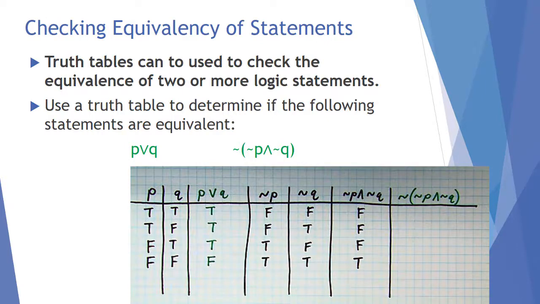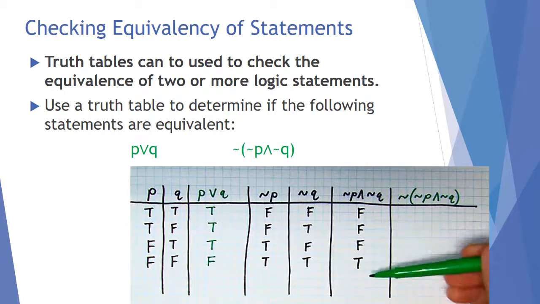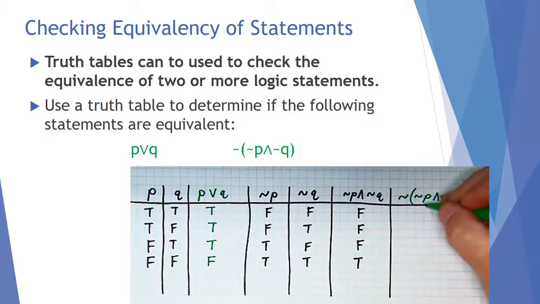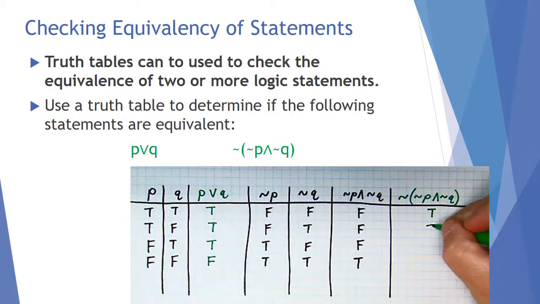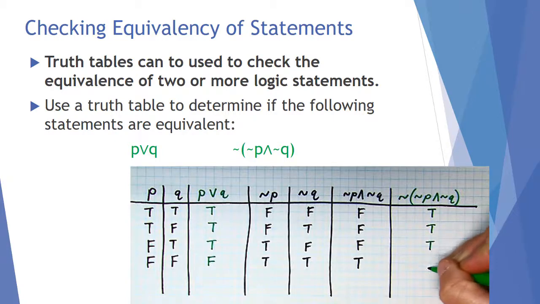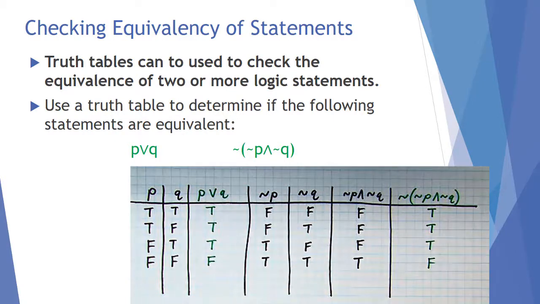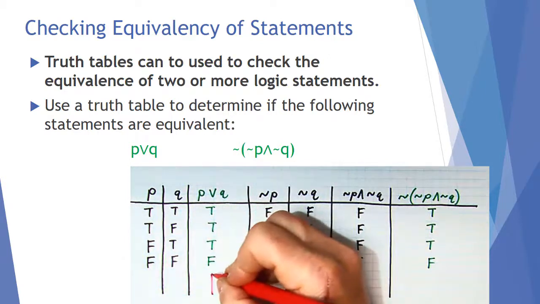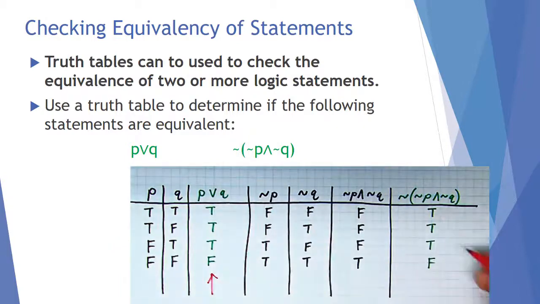That allows us to complete our final column here, the negation of not P and not Q, or in other words, the negation of this column. So false, false, false, true will become true, true, true, and false. And so we can see now when we compare the two columns that we wanted to create, P or Q, true, true, true, false, and the negation of not P and not Q, true, true, true, false, they are always going to give the same results.